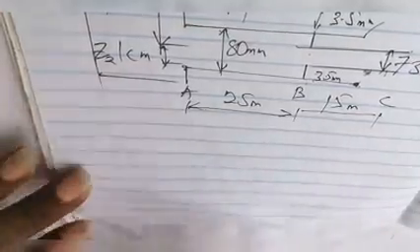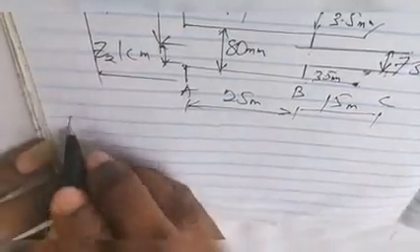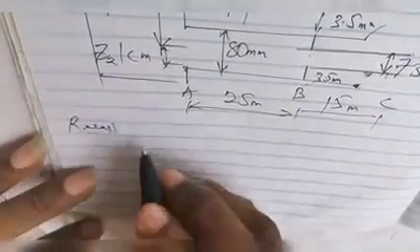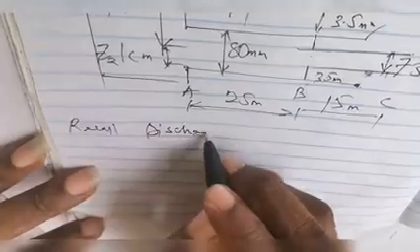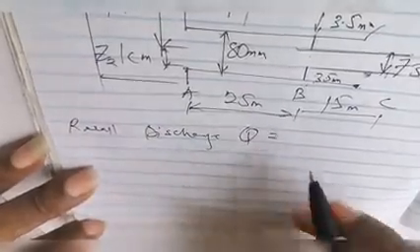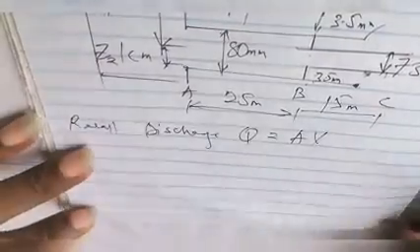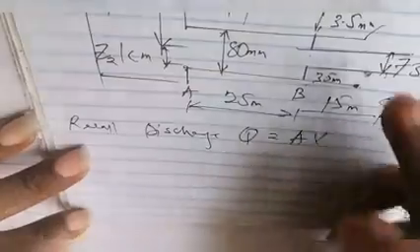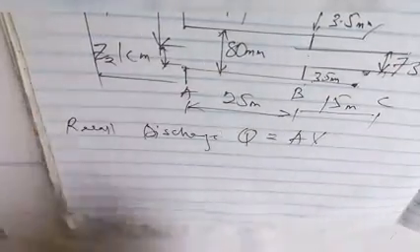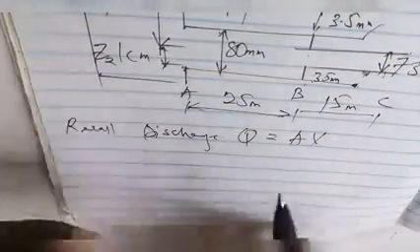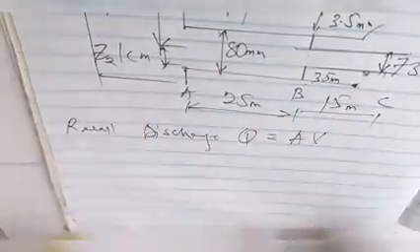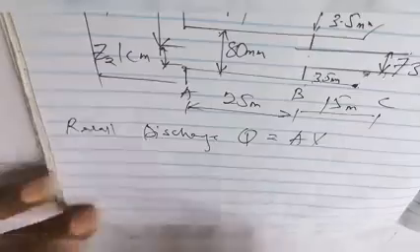But to solve this question, the first thing to do is recall that discharge, this is what we are asked to find now. Discharge Q is actually what? Area times velocity. Since we know the diameter of pipe 1 and diameter of pipe 2, it means that we can find their areas. Okay, so this is pipe AB and this is pipe BC.